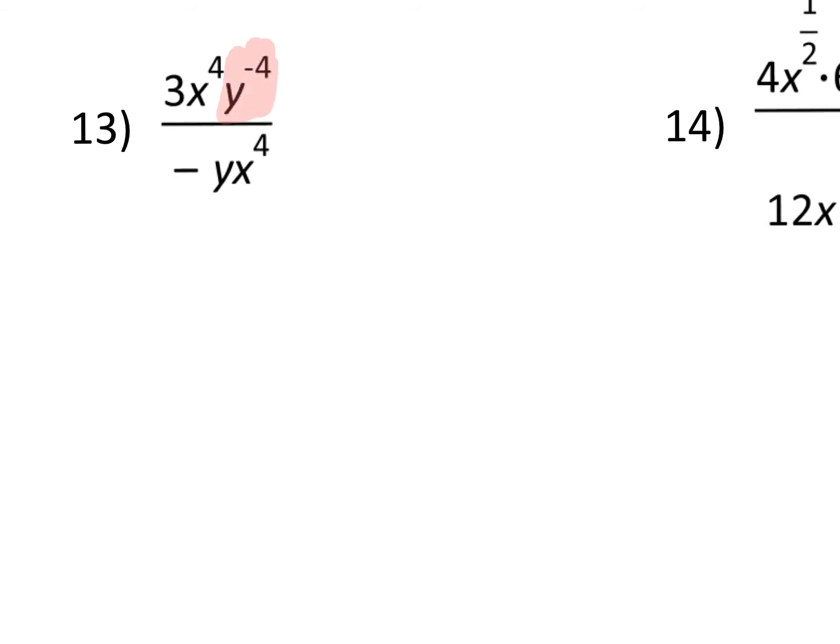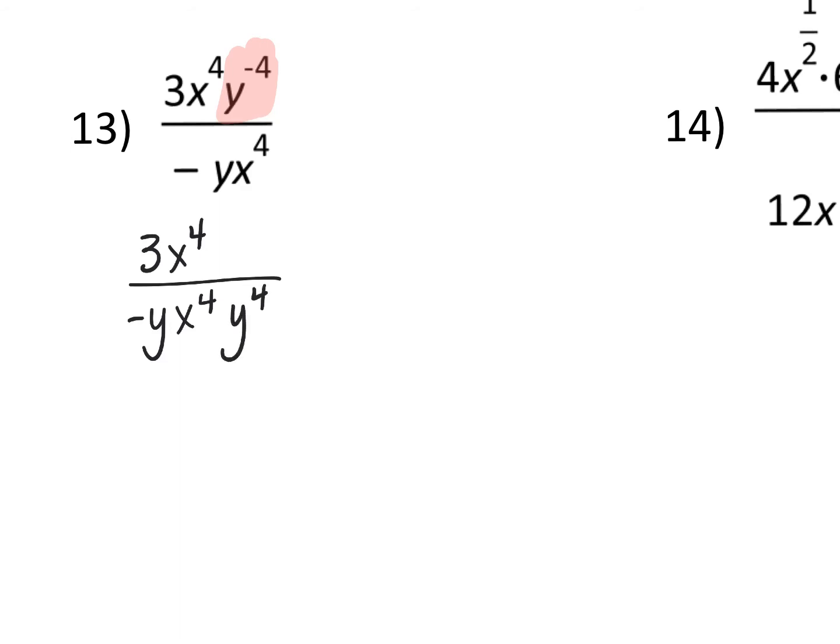Right? Keep in mind that we don't want to move this. You can have a negative coefficient. It's just the negative exponents that need to move. So I like to always move everything that's negative and make it positive first. So I have 3x to the 4 and negative yx to the 4. And that y to the negative 4 will come down to the bottom and become positive.